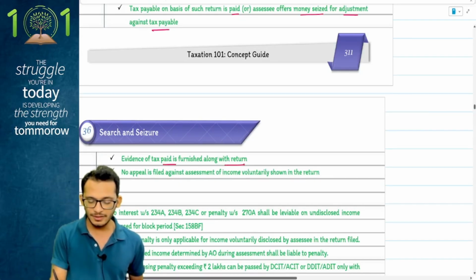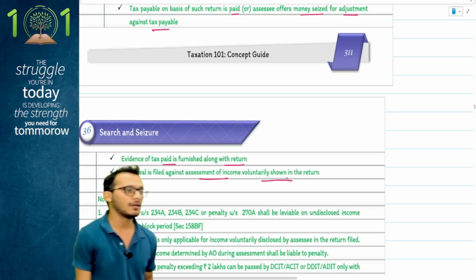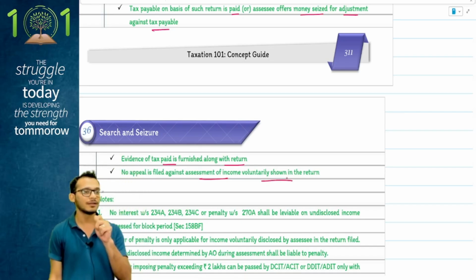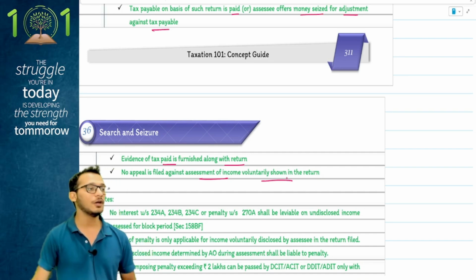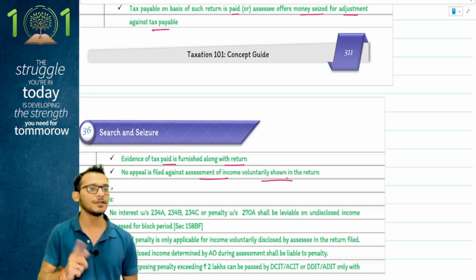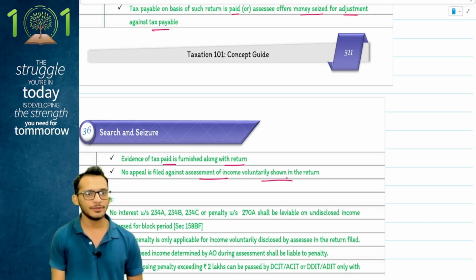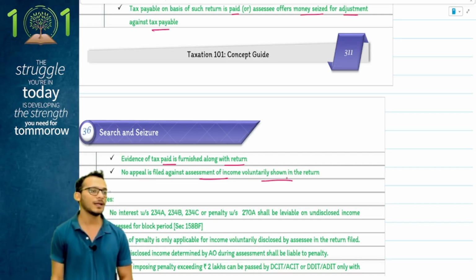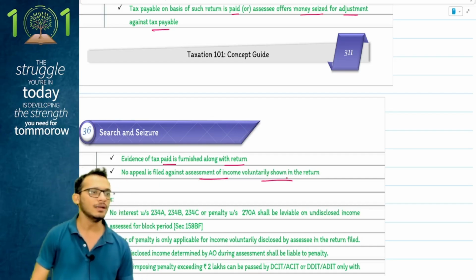Evidence of tax paid is furnished along with the return of income. No appeal is filed against the assessment of income voluntarily shown in the return. So if you yourself are voluntarily going to put it in the return, then technically you cannot file an appeal. Whatever tax you pay on that return will not be liable for penalty. Whatever income is disclosed by the assessing officer during assessment stage will be liable for a penalty of 50% of the tax payable.